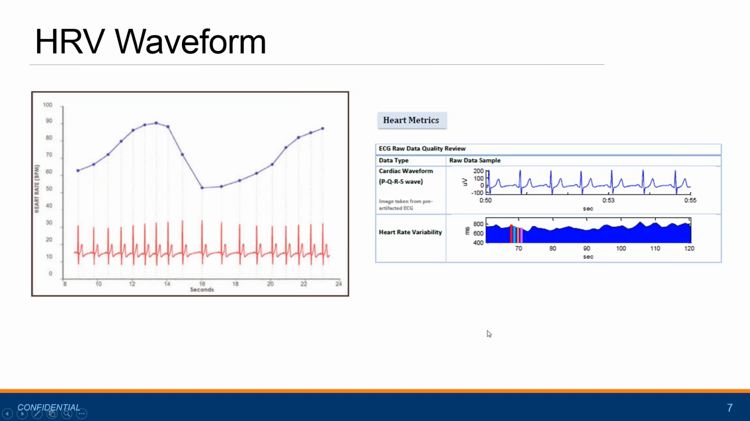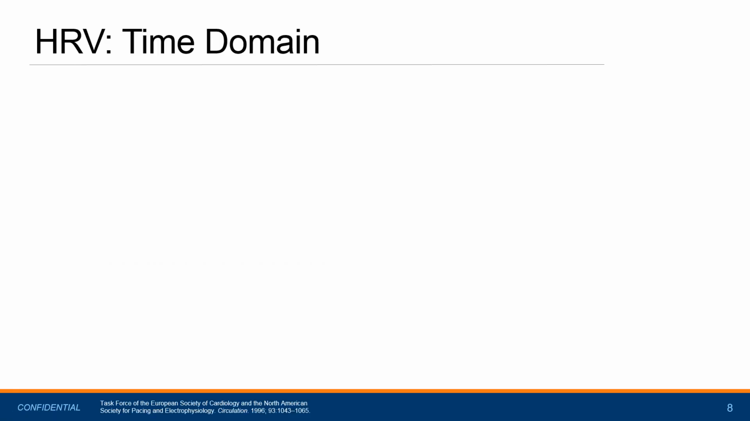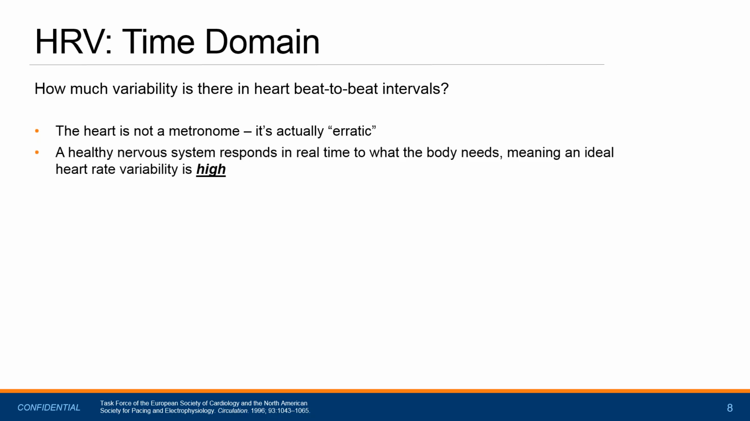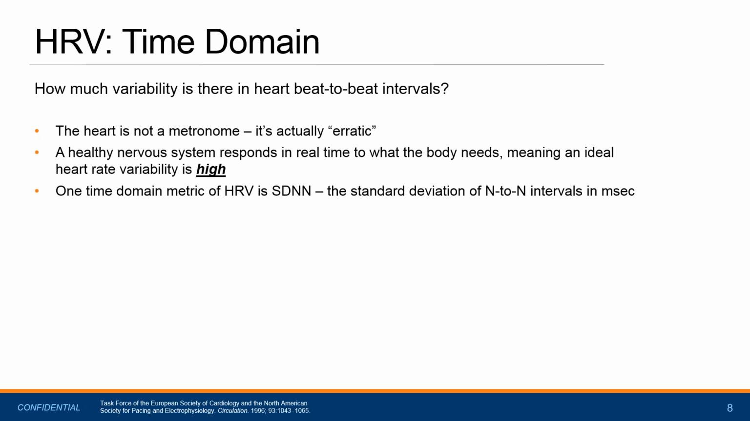All right, so how can we objectively look at this? The thing that might come to mind first is, of course, the time domain. How much variability exists in those beat-to-beat intervals? If you've attended these webinars in the past, and we've talked about heart rate variability as a biomarker for different disease states, you should know that the heart is not a metronome. It doesn't beat each individual time the same exact way. It's actually erratic, and a healthy nervous system responds in real time to what the body needs. So an ideal heart rate variability is high. If your heart can last 1 extra millisecond before pumping again, it's going to do so. And when it needs to pump really fast and get your body ready for something, it can do so. So we're looking for a high heart rate variability.